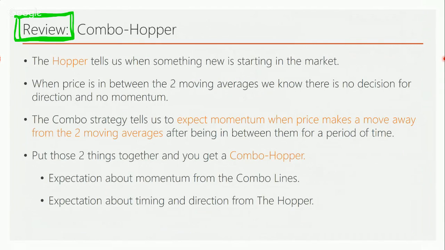All right, so the combo hopper is the next thing to talk about. The hopper tells us when something new is starting in the market. It's the MACD signal that says, hey, what was happening just a little while ago is now not happening anymore. We have something new starting. And when price is in between those 2 moving averages that I showed you tonight, we know there's no decision for direction and no momentum.